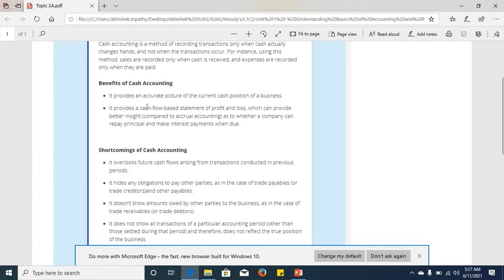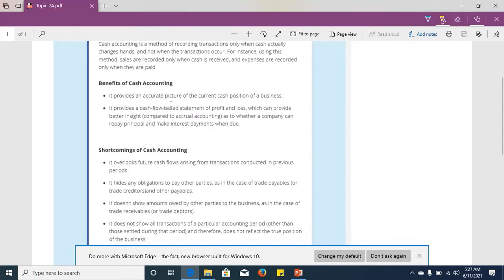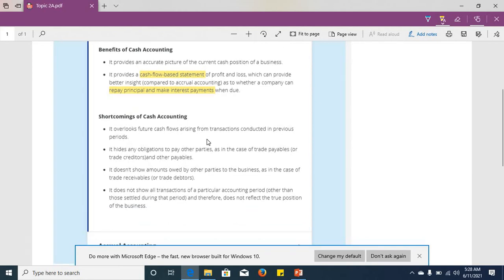It provides a cash flow based system of accounting of profit and loss, which can provide better insight compared to accrual accounting as to whether a company can repay principal and make payments when due. So it helps us understand the cash flows. It will make us understand whether the company will be able to repay the principal and interest on time. They should have enough cash.